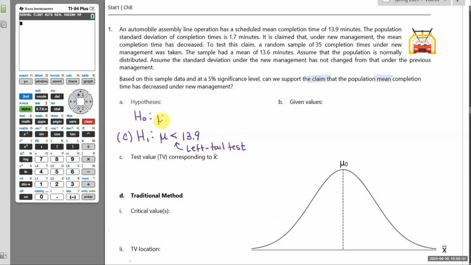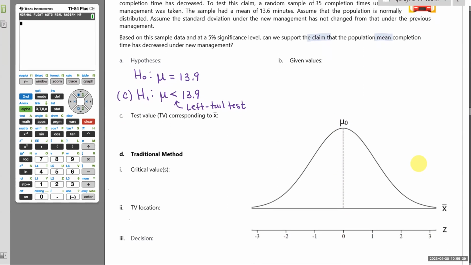Our null hypothesis will be equality always, because when we start a hypothesis test, we assume that the null is true. So that's why our mu naught is there at the center of the graph. And I'm going to record that here as well. So mu naught is 13.9.